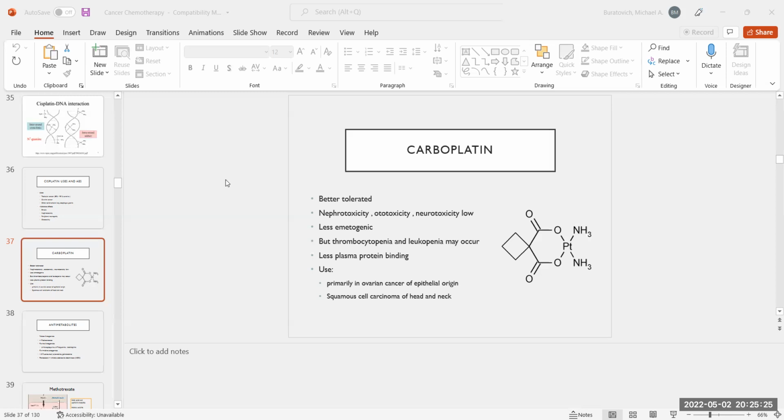Fludarabine is used for leukemias like chronic lymphocytic leukemia and other low-grade lymphomas. Side effects include things like myelosuppression, fever, gastrointestinal disturbances, and that's about it.